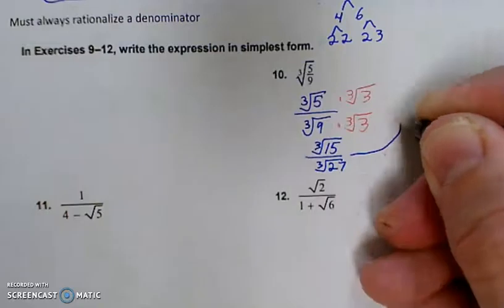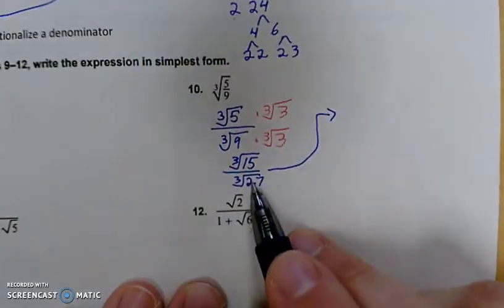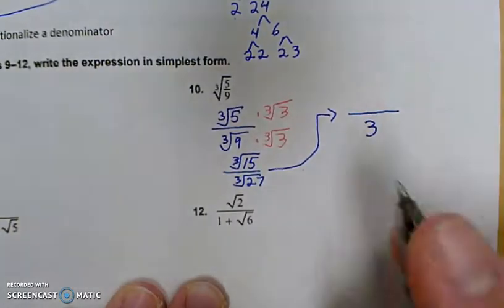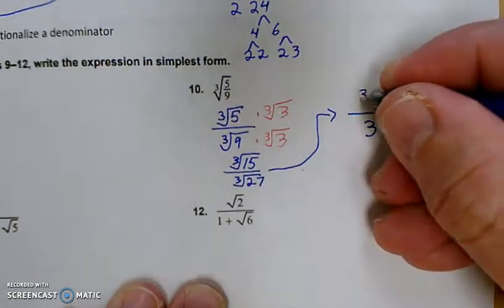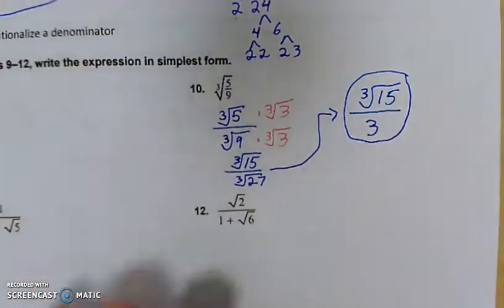The reason why that's super helpful to do that step is because now I can actually take the cube root of 27, which will simply be 3 on the denominator, and that's a nice rational denominator. And on the numerator, I'd have cube root of 15. And you'd be finished right here.